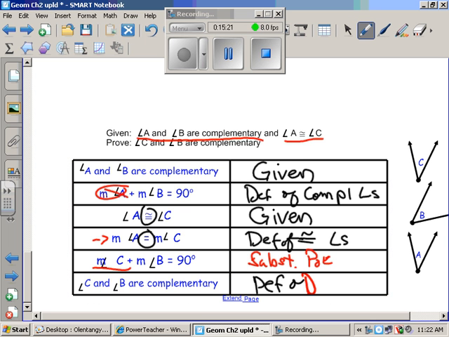Definition of complementary. And think about how definitions are biconditional, right? So I'm allowed to read them either way. So I can say, since they're complementary, then they equal 90. And I can say, since they equal 90, then they're complementary. You can use a definition either way, the converse or the conditional. So I can use that as a reason whether I'm going from the fact that they're complementary to the fact that they equal 90, or from equaling 90 to the fact that they're complementary. I can use it going either way. Okay?